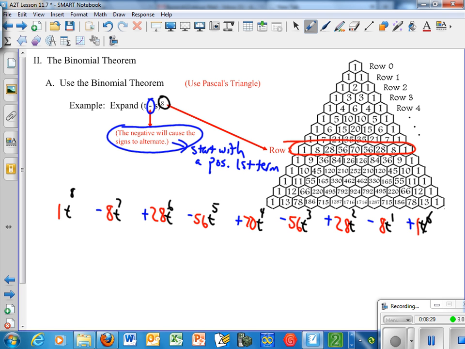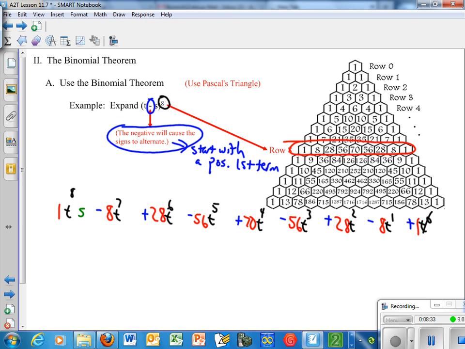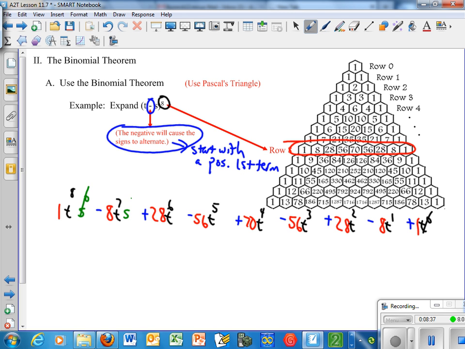Okay, then we go to the second term. Now, we've already taken care of the sign, so we want to think of the second term as s. So I'm going to start over here with s to the 0 power. Well, that's just 1. Then I'm going to go s to the 1st. Now I'm going to increase. So s squared, s to the 3rd, s to the 4th, s to the 5th, s to the 6th, s to the 7th, s to the 8th.